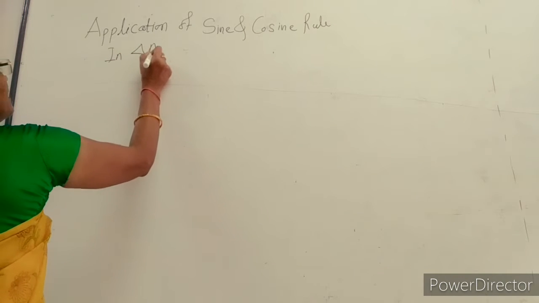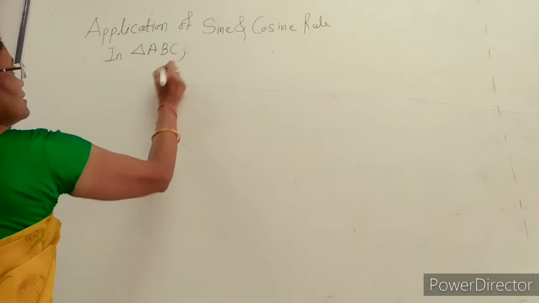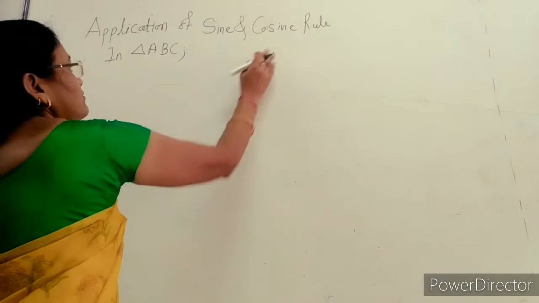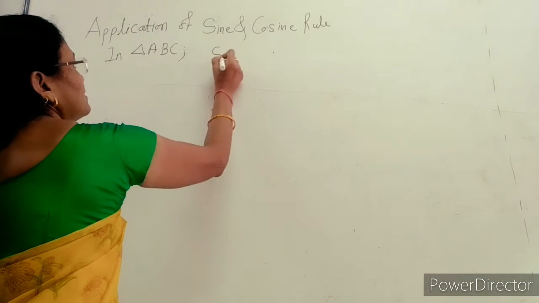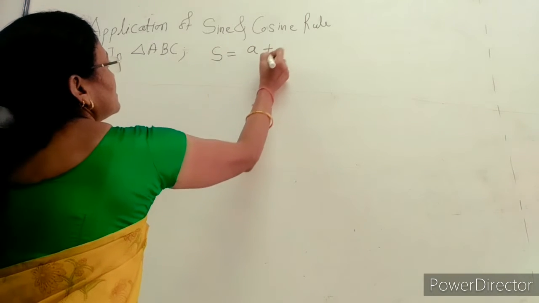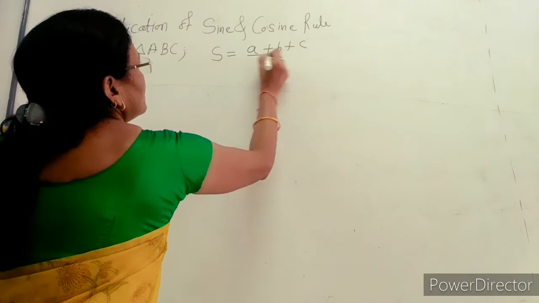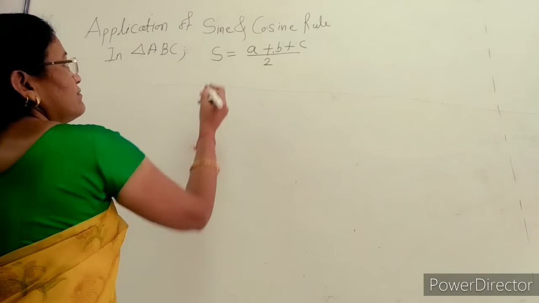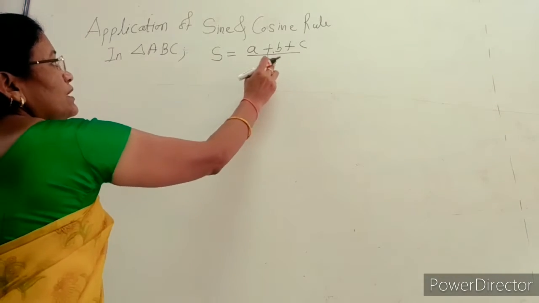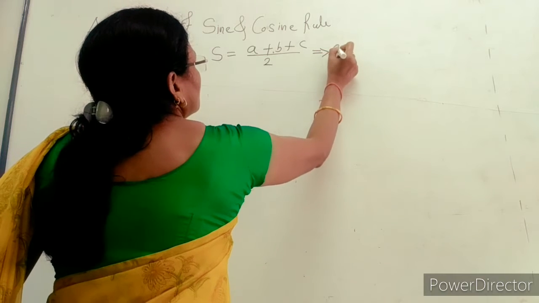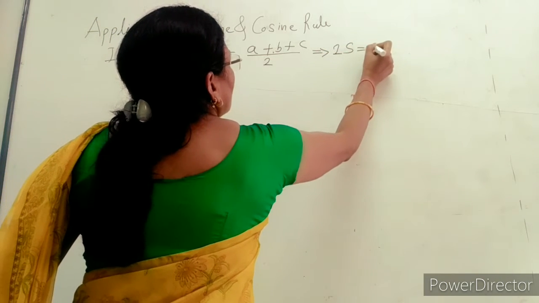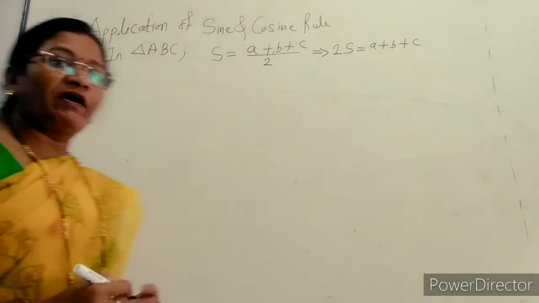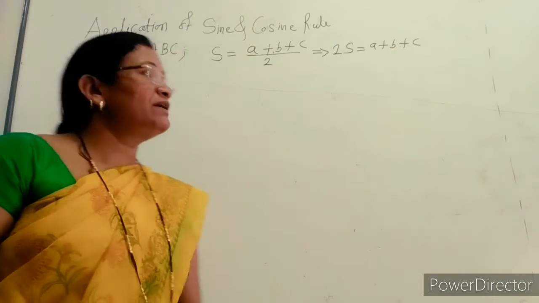In triangle ABC, as you know, the perimeter of the triangle is 2S. So for this we use the semi-perimeter: S is equal to (a plus b plus c) upon 2. So the semi-perimeter is S, and we require the result 2S is equal to a plus b plus c. With the help of this we find the half angle formulae for trigonometry.